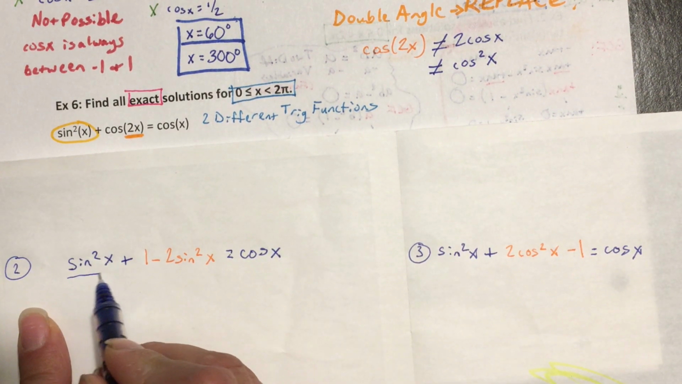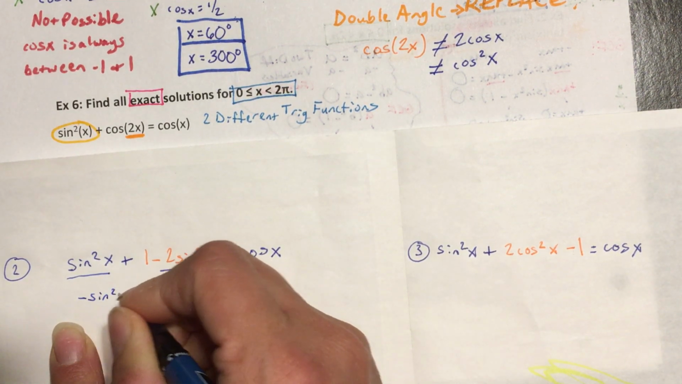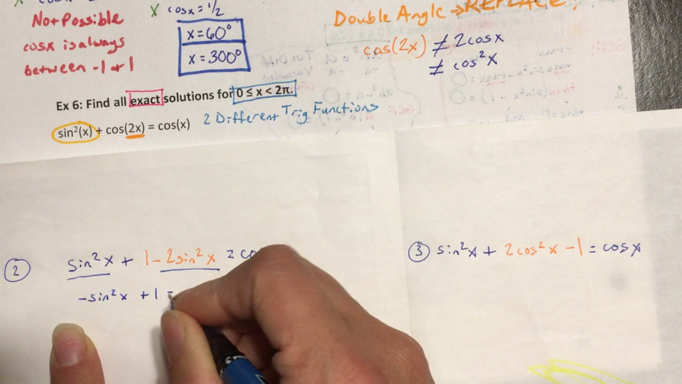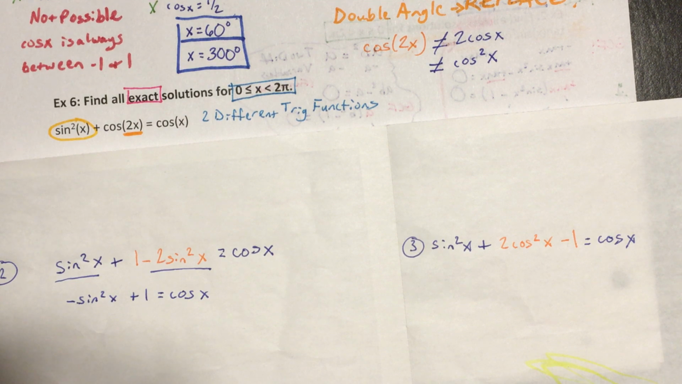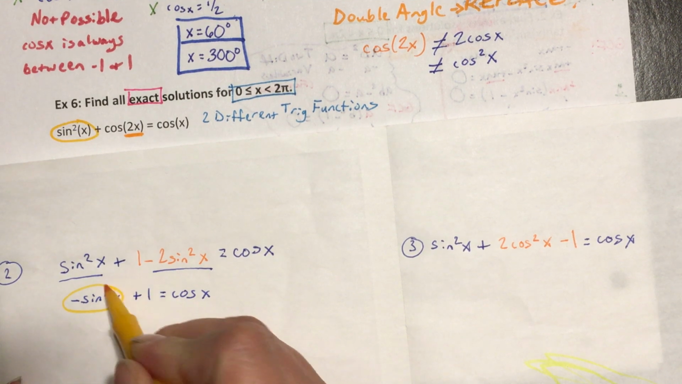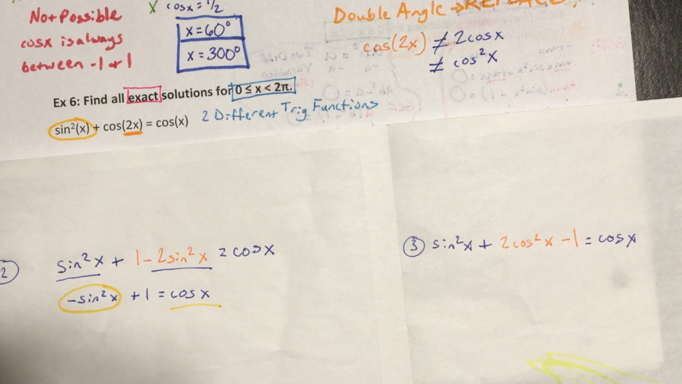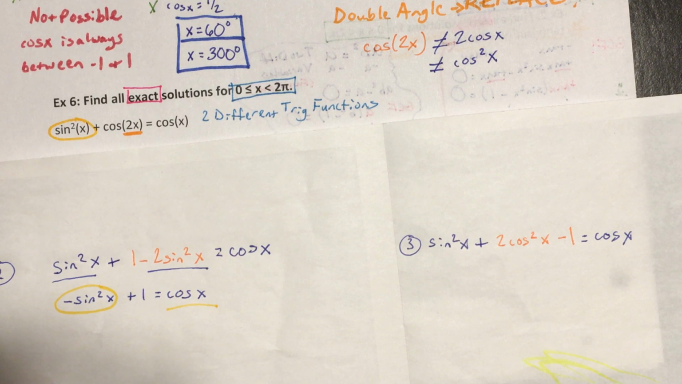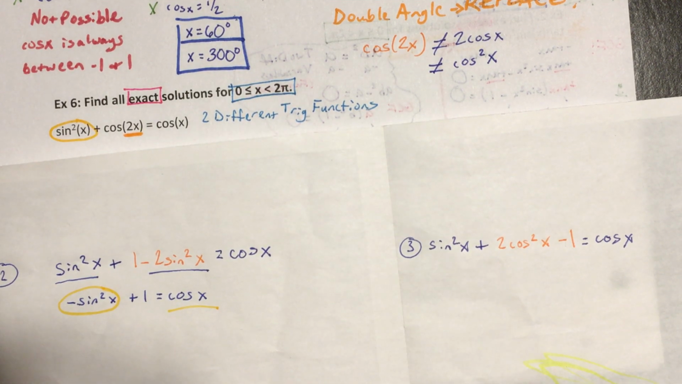Now I have like terms, this one and this one, which would give me negative 1 sine squared x plus 1 equals cosine x. This isn't looking good because I have a quadratic trig function, but I have a different trig function with it. So I can't factor it using the x method or normal factoring, and I also can't factor it by taking out a GCF. Now, could I use a Pythagorean identity and convert this into cosine squared?